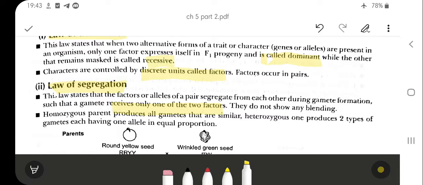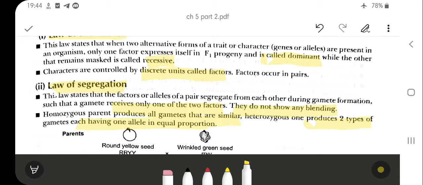So it does not show any blending, there is no mixing. One is dominant, another is recessive, but that doesn't mean they are mixed or blended with each other. One is expressed and one is unexpressed. Homozygous parents produce all gametes that are similar, and heterozygous parents produce two types of gametes, capital T and small t, each having one allele in equal proportion, and during fusion they will form all the progeny that are present in the parents as well as in the F1 generation.